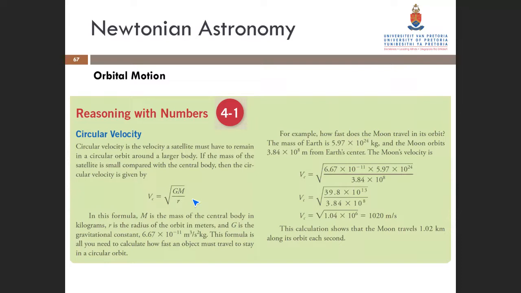For example, how fast does the Moon travel in its orbit? The mass of Earth is 5.97 times 10 to the power 24 kilograms, and the Moon orbits at 0.84 times 10 to the power 8 meters from Earth's center. So you plug that into this equation, and we can see the Moon travels at 1,020 meters per second. This calculation shows that the Moon travels at roughly 1.02 kilometers along its orbit each second.